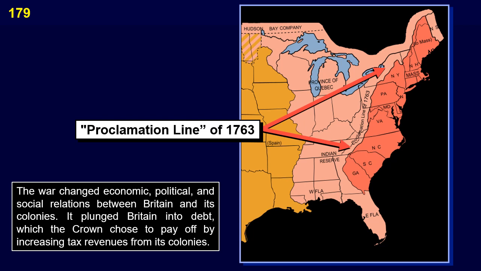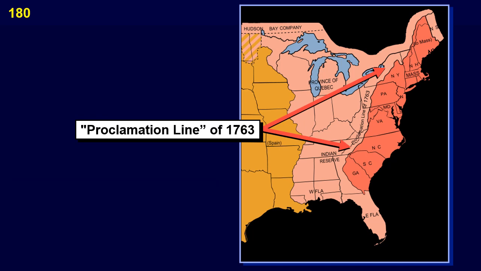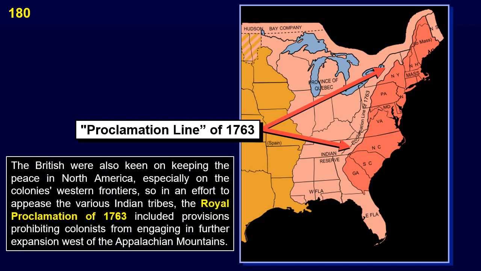It plunged Britain into debt, which the Crown chose to pay off by increasing tax revenues from its colonies. The British were also keen on keeping the peace in North America, especially on the colony's western frontiers. So in an effort to appease the various Indian tribes, the Royal Proclamation of 1763 included provisions prohibiting colonists from engaging in further expansion west of the Appalachian Mountains.